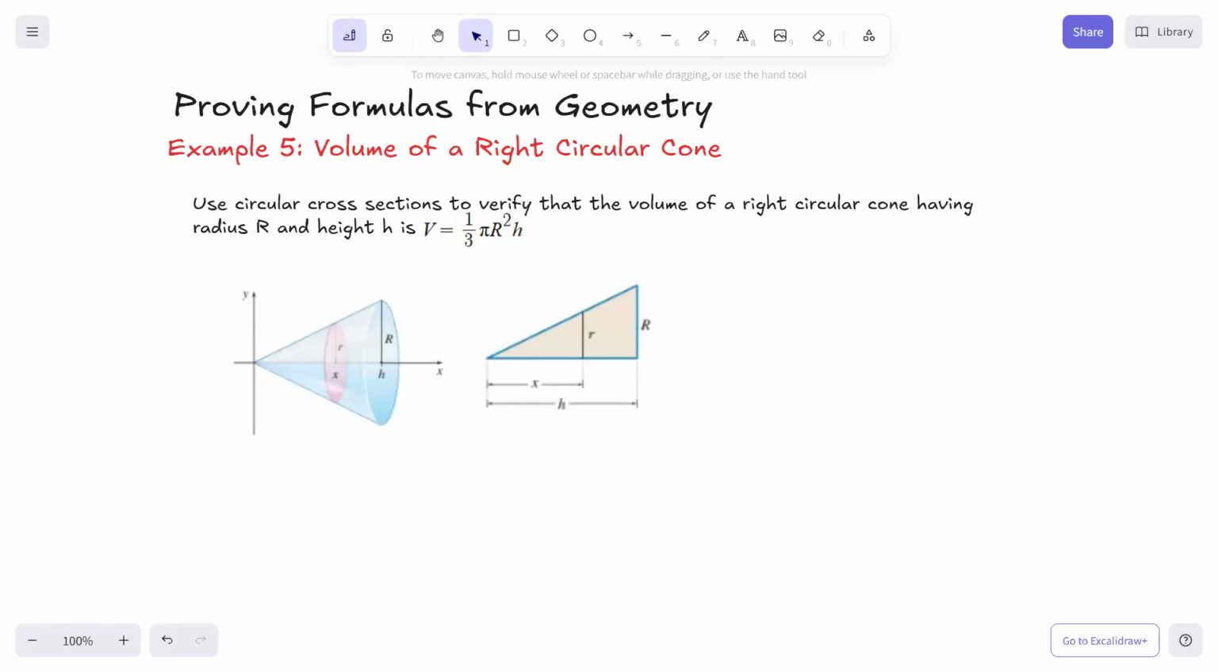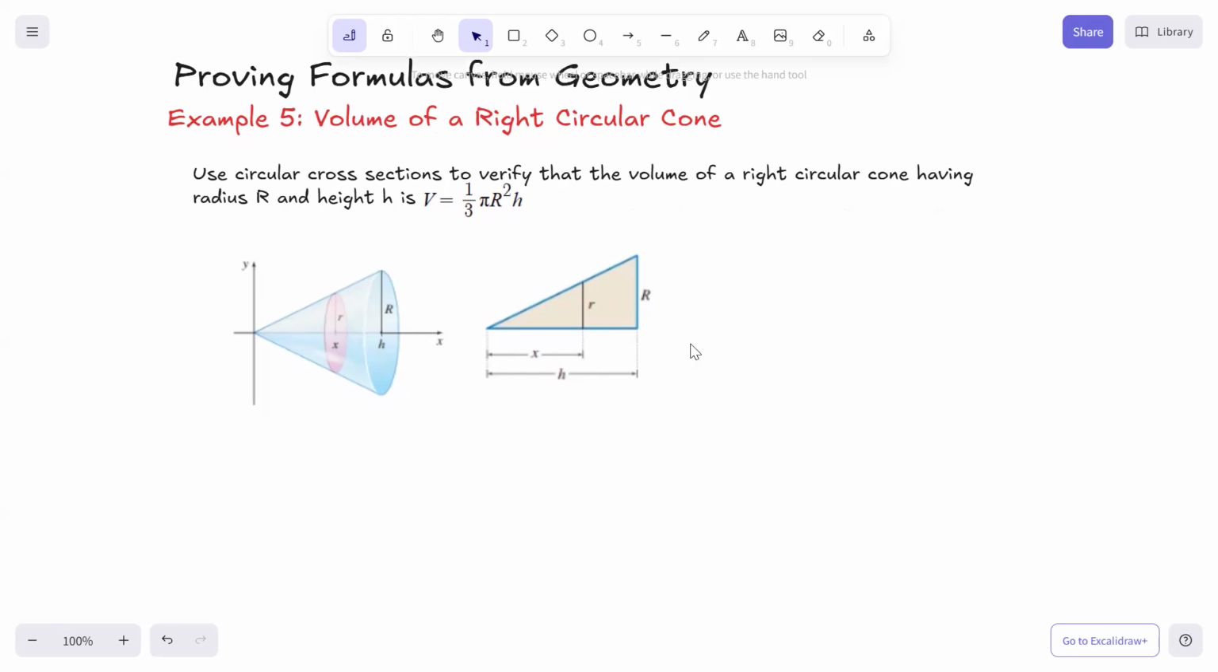Hey, Mr. Antonucci here, and in this video, we want to prove the formula for the volume of a right circular cone using calculus. So we're going to use circular cross sections to verify that the volume of a right circular cone having radius capital R and height h is 1/3 pi capital R squared h.